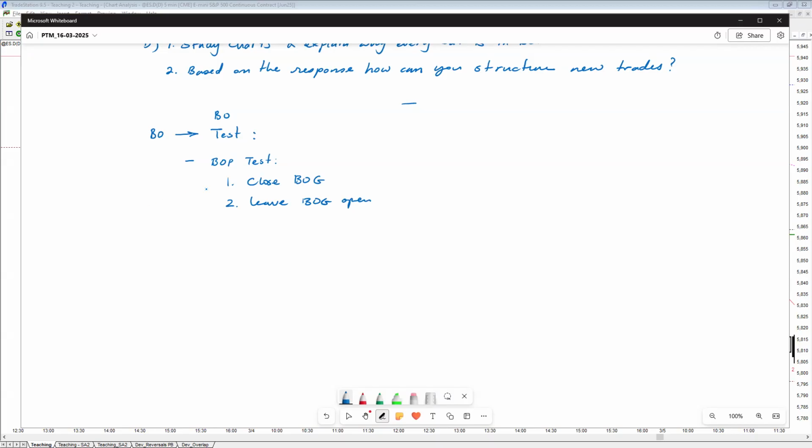Or there is a body gap. So it overlaps it, but not overlapping with the body of the bar. That's still an open breakout gap, right? But what if it's a perfect test?